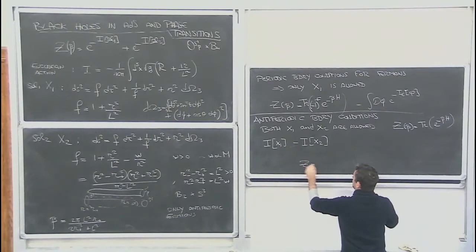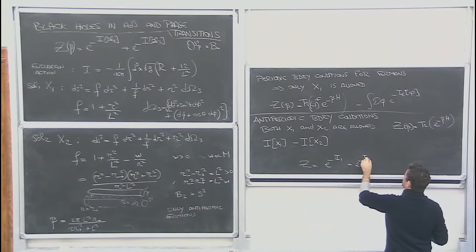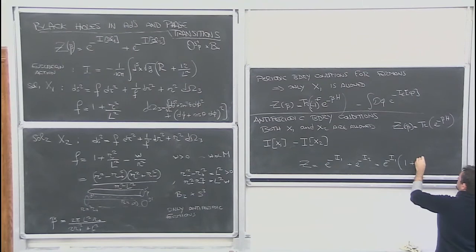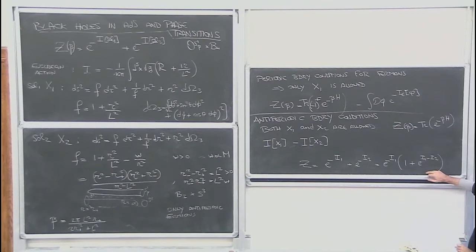We have the partition function is e to the minus I1 plus e to the minus I2. So I can write it as e to the minus I1 times (1 plus e to the I1 minus I2). Did I write it right? Yes. So if I2 is larger than I1, this is suppressed. When I take the semi-classical approximation, these factors have one over h bar, so they become big, and this is suppressed.